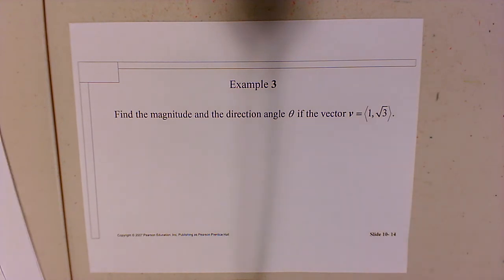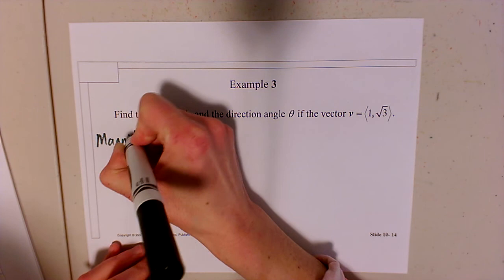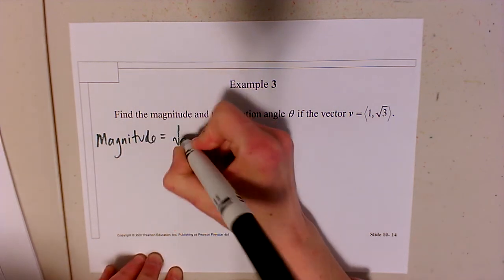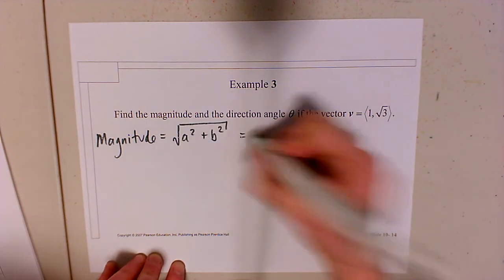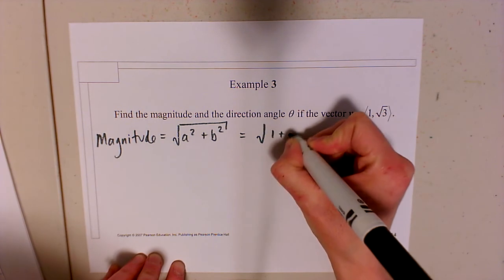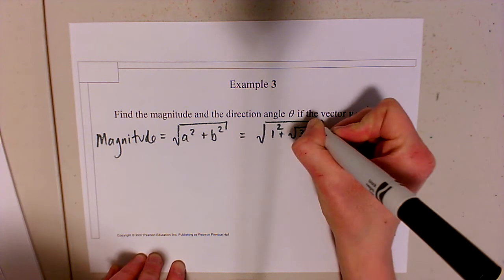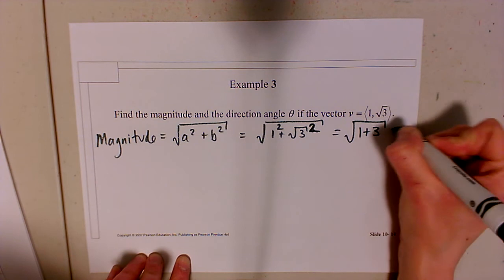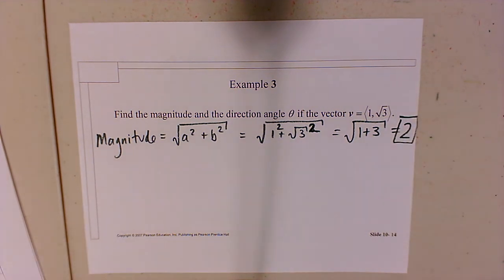Alright, so for example 3, you have to find the magnitude and the direction angle of the vector <1, root 3>. Our magnitude is just going to be, we're going to use that formula, the square root of a squared plus b squared, which in this case is the square root of 1 squared plus root 3 squared, which is the square root of 1 plus 3, which is 2. So the magnitude of our vector is 2.